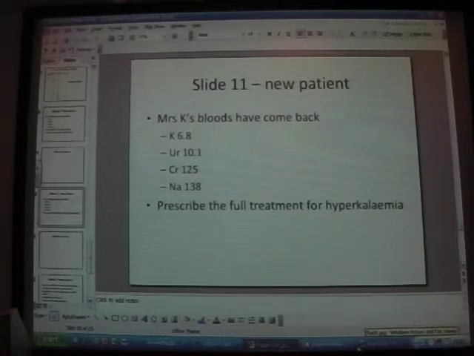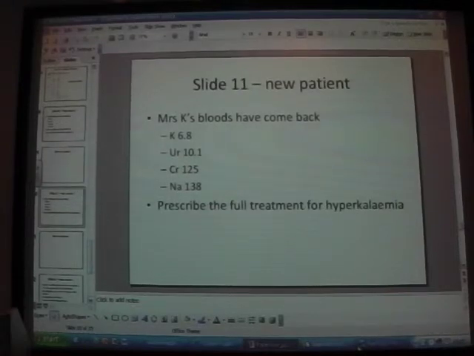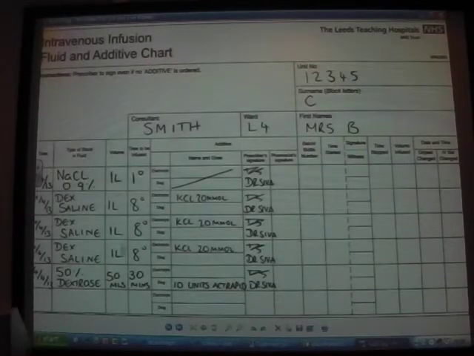What options have people gone for? Dexalan. Okay. Any other options? You can also give sodium chloride 0.9%, 5% dextrose, 5% dextrose as well. Okay? And it should look something like this. And don't forget, 20 millimoles of potassium.